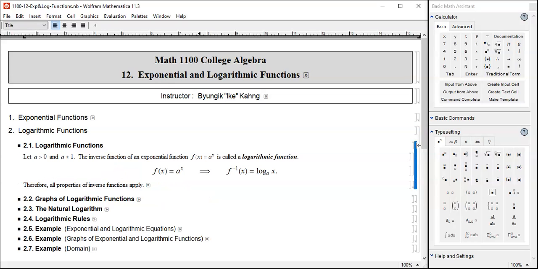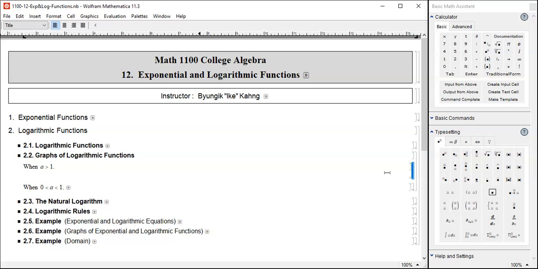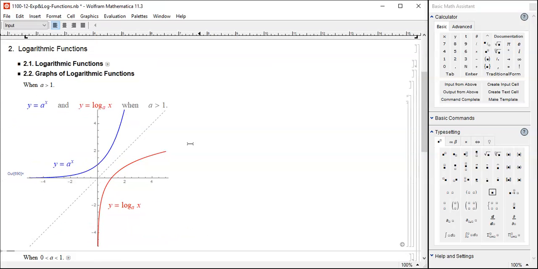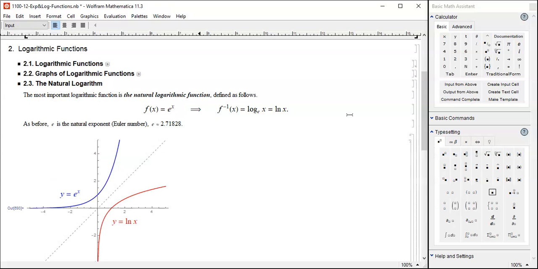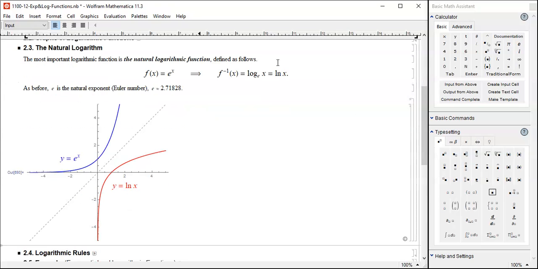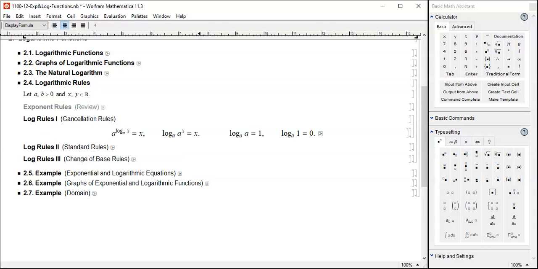We went through the definition of the logarithmic function. It's an inverse function of the corresponding exponential function of the same base. And we went through the graphs of logarithmic functions. This is an important case. And then the natural logarithm when the base is e. In that case, we abbreviate as ln. And of course, the logarithmic rules. Cancellation rule, that's something we are going to focus upon right now.